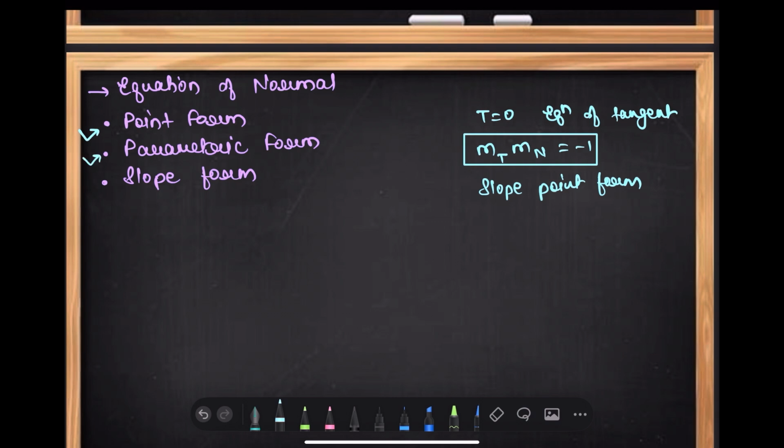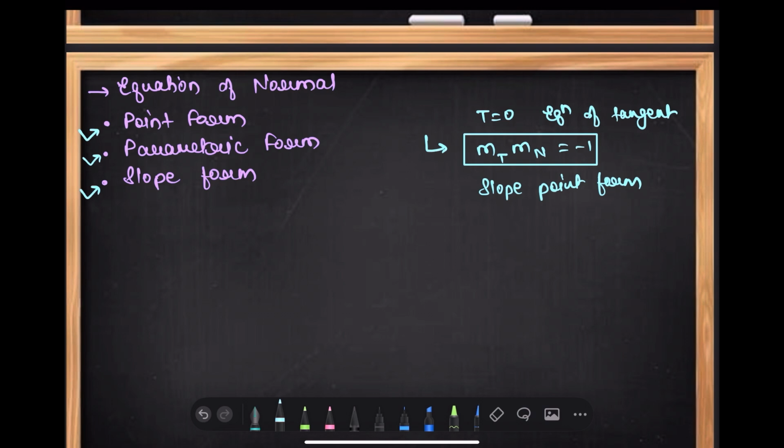Same way in parametric form. Suppose that you have to write down equation of normal in parametric form. So how will you respond? Step 1, take a point in parametric form on the curve, put T equals to 0, you will get equation of tangent. From equation of tangent you can take help of this result to find out slope of normal. Now you got a slope of normal, you got a point in parametric form. Now use slope point form to write down equation of straight line. Things are done.